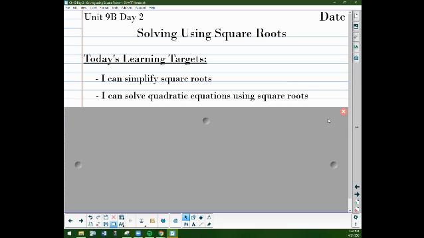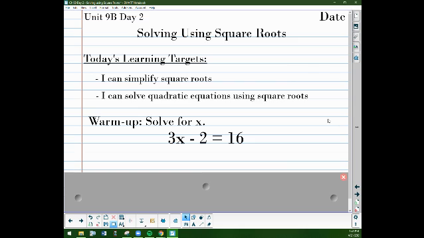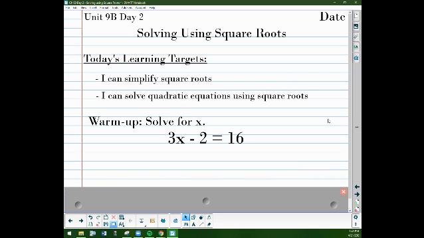Okay, so to get our brains thinking, I'm going to throw this warm up out there. I know you're kind of like, well, this is random. What does this have to do with anything? It's going to help us get ready for what we're going to do later. All right, so solve for 3x minus 2 equals 16. I want you to solve for x.